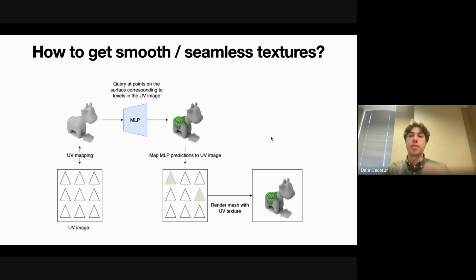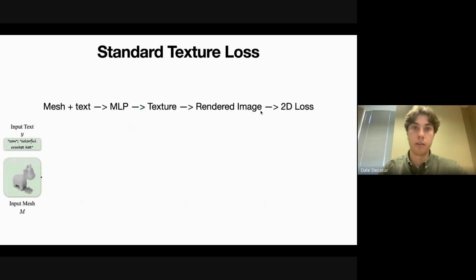So again, once we have this texture map, we can render our mesh efficiently and in a compatible way with graphics pipelines. So that's how we do that.